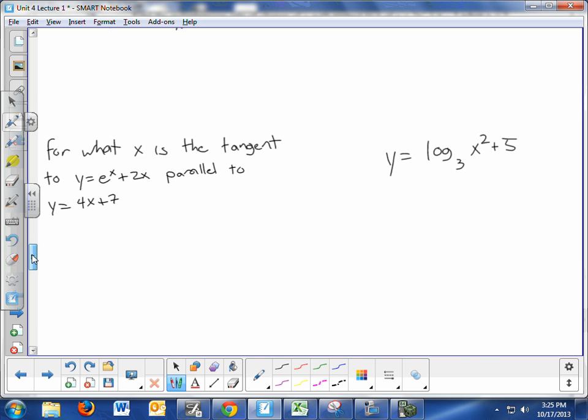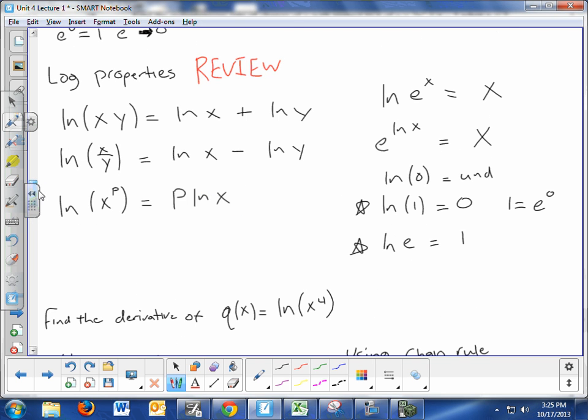Mostly. One more log property I forgot to mention. If you have log base x of some y, you can use the change of base formula to rewrite that as the natural log of y divided by the natural log of x. That's an important one. So write that down.